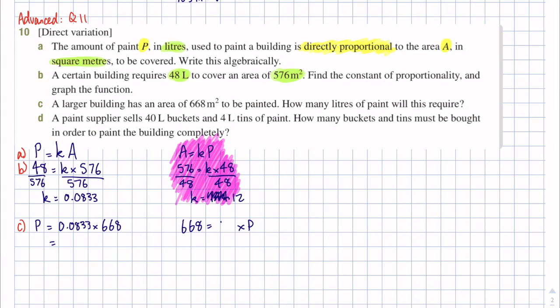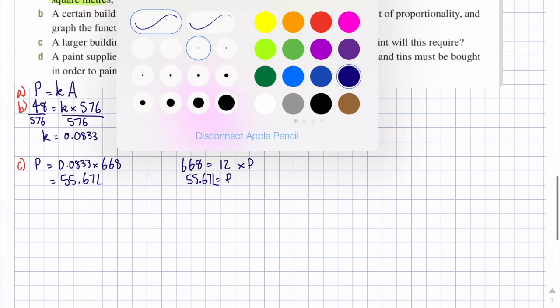12 times P. So 668 divided by 12 gives me 55.67. On the other side, 0.00833333, which I think is a 12th, times 668. Again, 55.67 litres for both of them. So yeah, it honestly doesn't matter which way I did this question. I would have gotten the same answers for the rest, and both of the A and B would have been marked correct. Now let's do D.